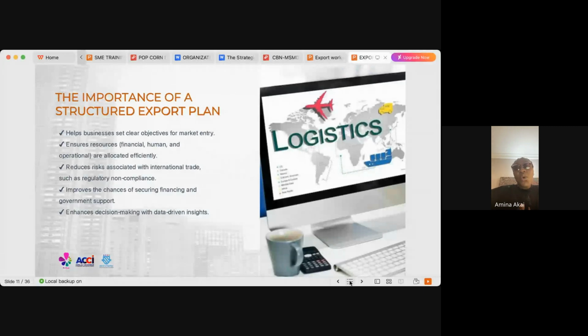Will I start with 1 carton of my product, or do I have partners and middlemen or wholesalers who would take, say, 5 pallets, 6 pallets of my product? It helps you plan. It helps you know how to enter the market. It ensures resources are allocated efficiently. That is the resources: the human resource, the financial resource, operational resources.